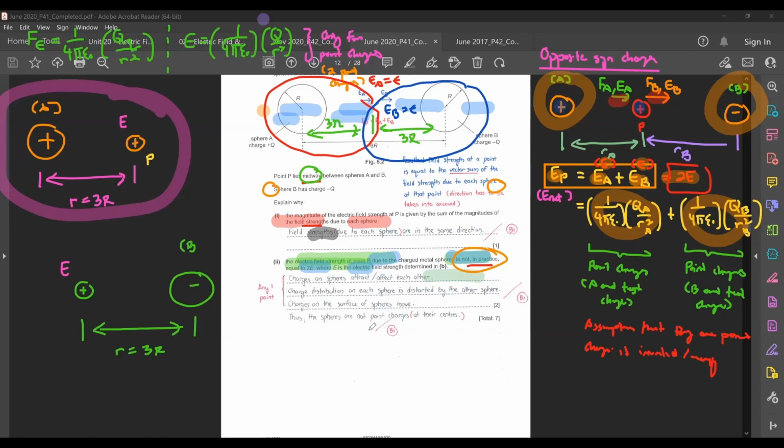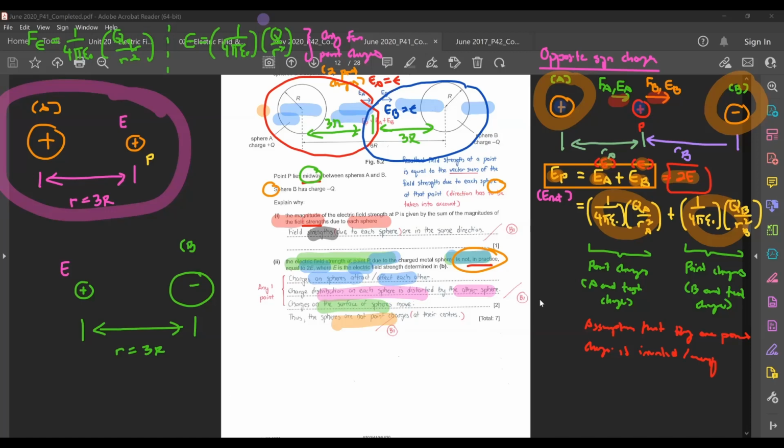That will tell you why they are not equal to 2E. To explain why spheres A and B are not point charges, you could say any one of these answers: the charges on the spheres attract or affect each other, so they're no longer point charges; or the charge distribution on each sphere is distorted by the other sphere; or because the charges on the spheres themselves move. If you have any one of these, this tells you your spheres are not point charges.